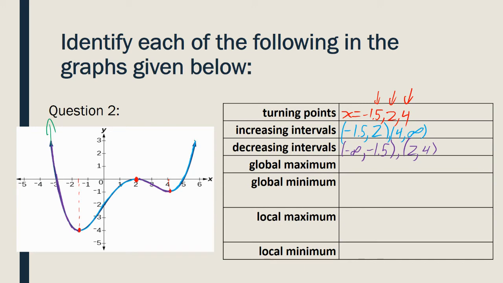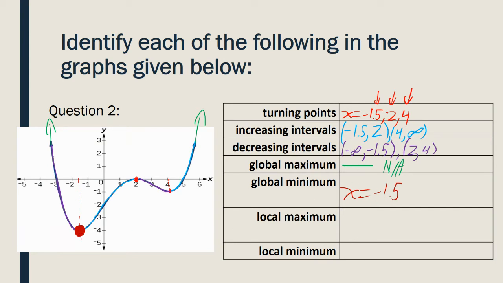Well, this graph is going to keep going up forever and ever, so there will not be a highest point on this graph. So there is no global maximum. Not applicable, none. Global minimum, on the other hand, let's look at the lowest point on this graph. That lowest point is going to be right here. So I do have a global minimum at x equals -1.5. Again, that was one of my turning points. I knew it was going to pop up somewhere down here.